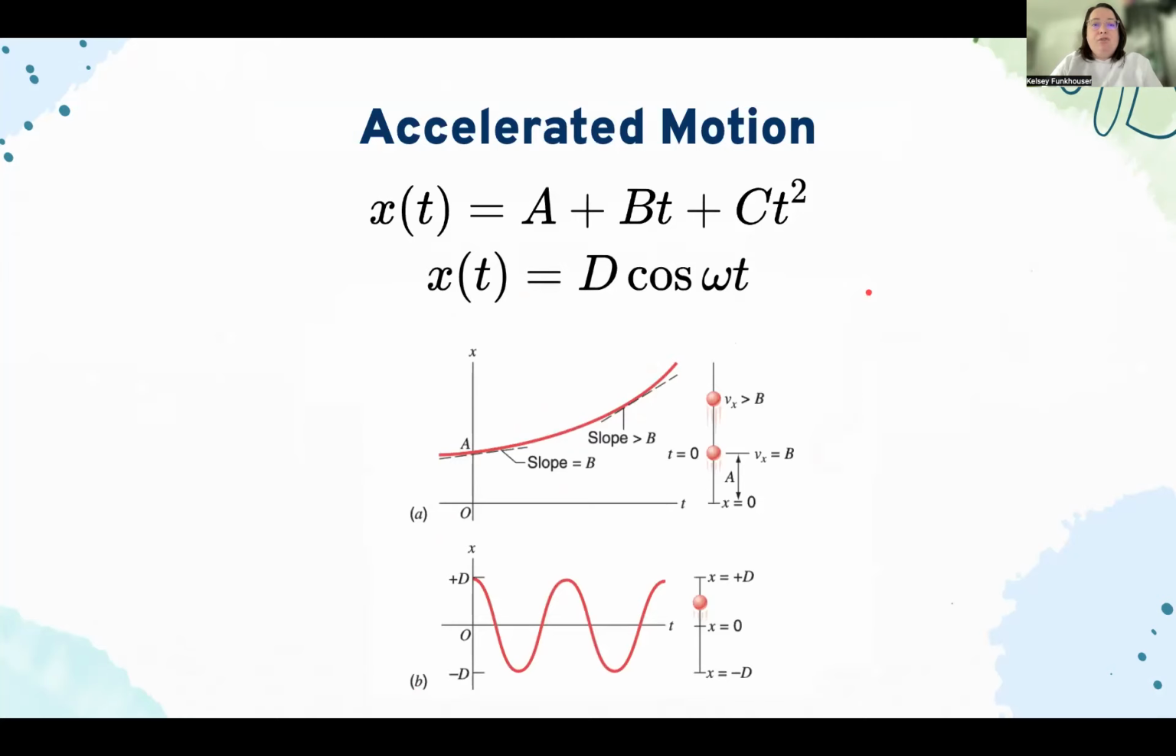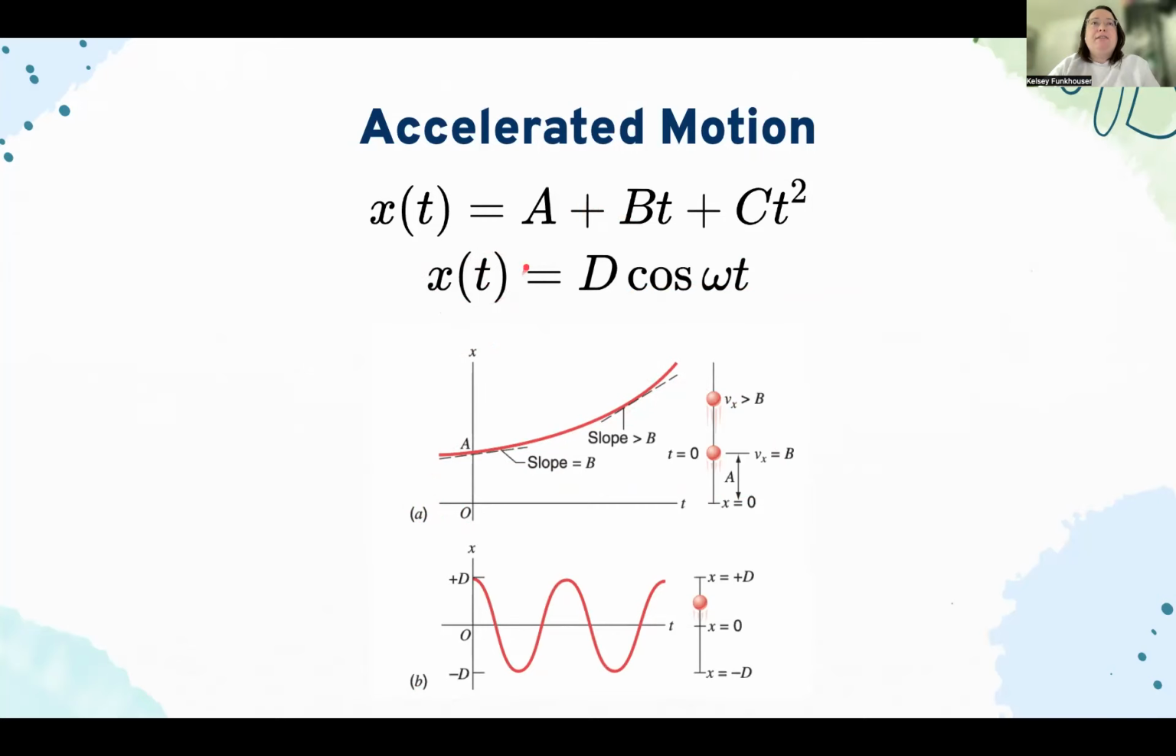We also have accelerated motion. We have 2 examples here of accelerated motion. For the first one, the position equation is given as x of t equals a plus b times t plus c times t squared. And this is shown in this position graph A, where we see the slope changes over time. So initially it's just a slope of b, but then it increases over time because there's acceleration. Because remember, the slope of the position graph is velocity, and if there's acceleration, velocity is changing, so the slope of the position graph is changing.